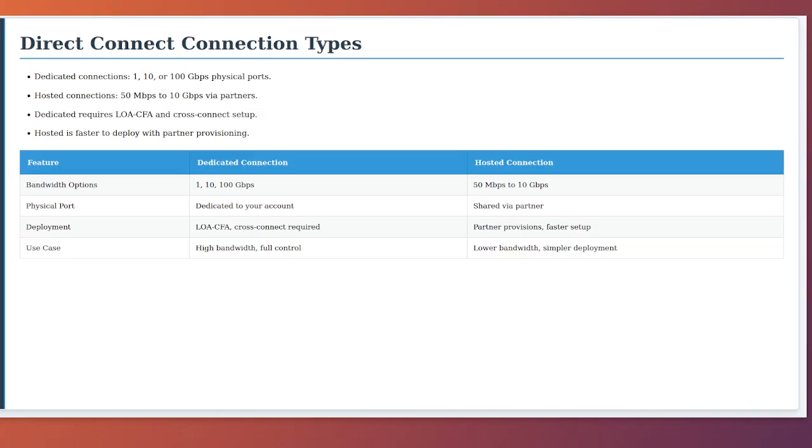However, you will be working with the partner for billing and support, rather than directly with AWS for the connection itself. The table on the slide compares these two connection types across several important dimensions, including bandwidth options, whether the connection is dedicated to your account, deployment complexity, and typical use cases for each type.